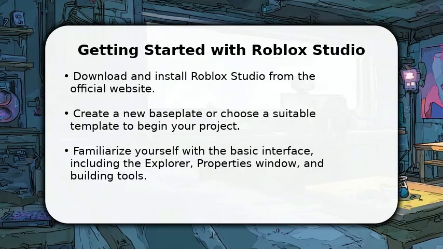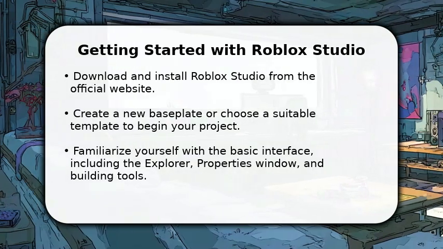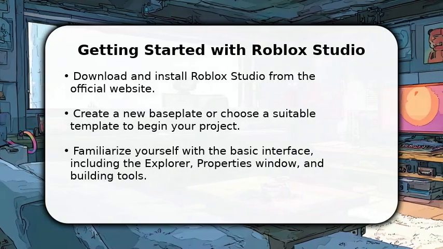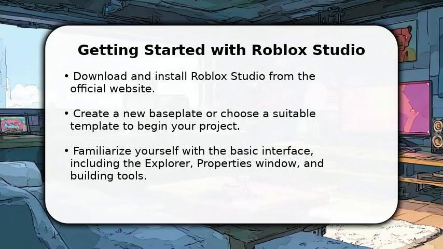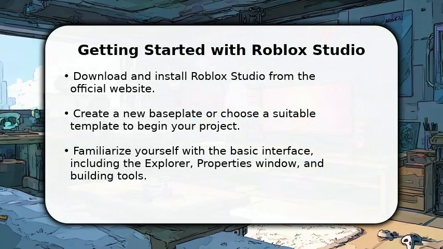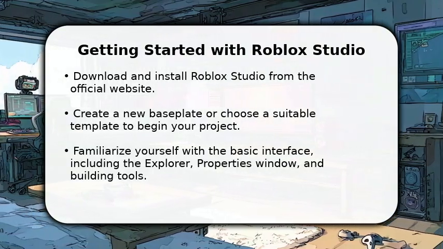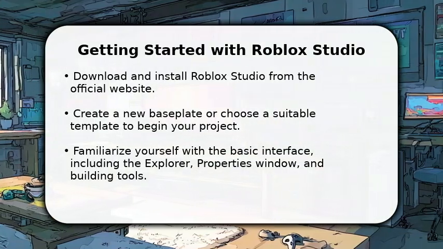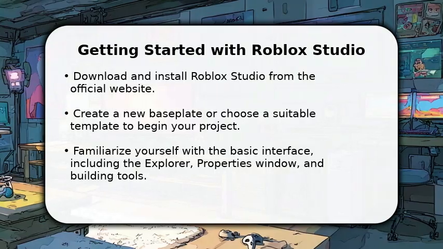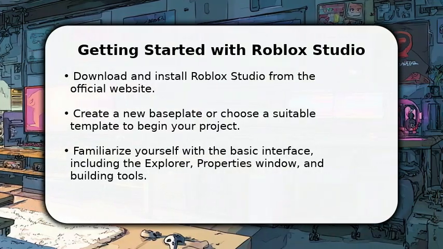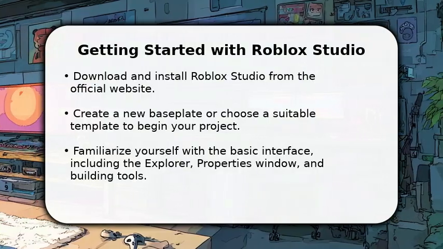In this video, I will explain how to make a Roblox Battlegrounds game. First, download and install Roblox Studio from the official website. Once installed, launch the application and select a new base plate or a suitable template to begin your project. Familiarize yourself with the main interface, including the Explorer, Properties window, and the various building tools. Understanding these fundamental elements is crucial for efficient game development on the platform.